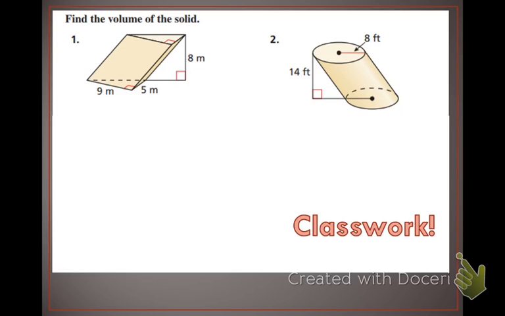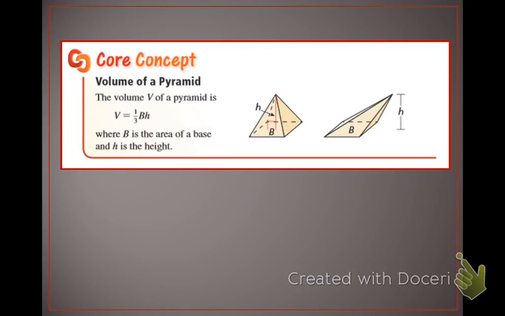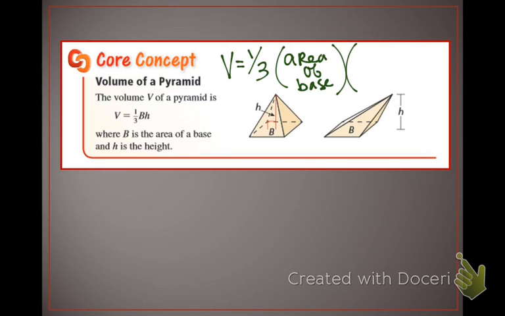Alright, so you see how that red little word popped up? This goes on your class. Okay, so your new formula for a pyramid. It is the same as a prism, except it's 1/3 the area of the base times the height of the prism.